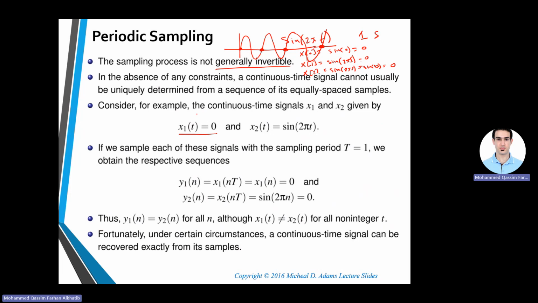All right, so that says that if you want to do sampling, there should be some constraints. A continuous time signal cannot usually be uniquely determined from a sequence of equally spaced samples. Also, consider, for example, these continuous signals. So x1 of t, and x2 of t equals sine pi t, if you consider a sampling period equal to 1, both of them will give you 0 samples. All right. So in this case, you cannot distinguish: is this 0 coming from x1 or x2? They differ for all non-integer values of t. Fortunately, under certain circumstances, we can recover the signal, and that's what we'll talk about.